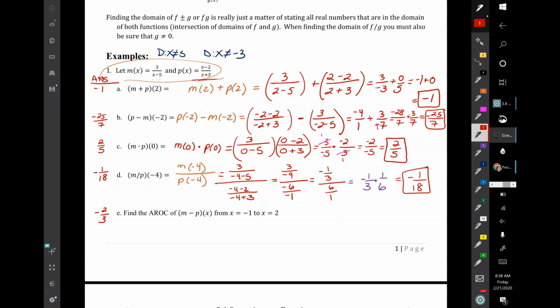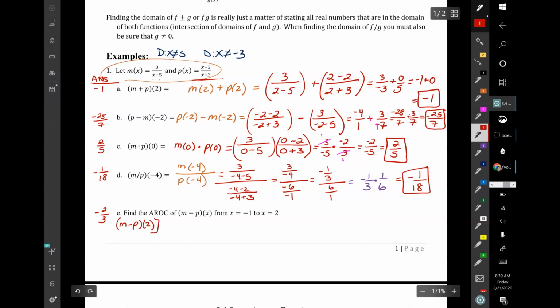For part E, it gets a little more complicated. We have M minus P of X, and we want to find the average rate of change from x equals -1 to x equals 2. So we have m minus p of 2. We're just going to pick this second one. That's normally how we do it.